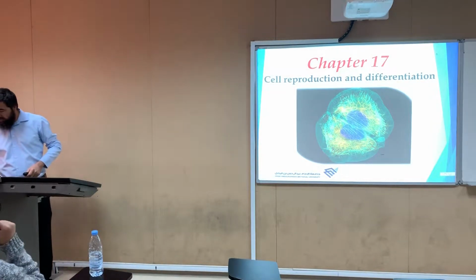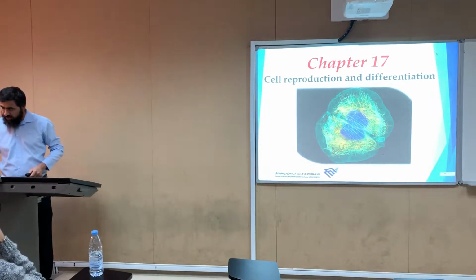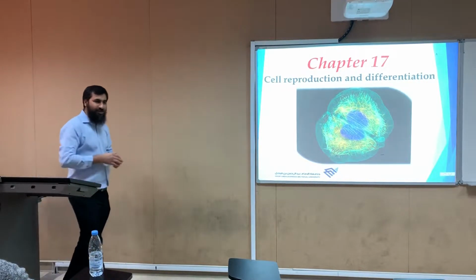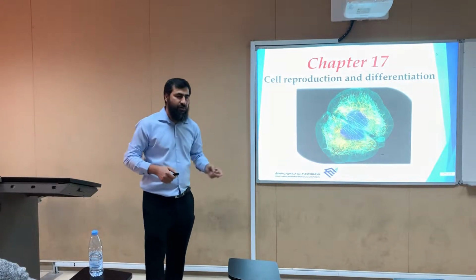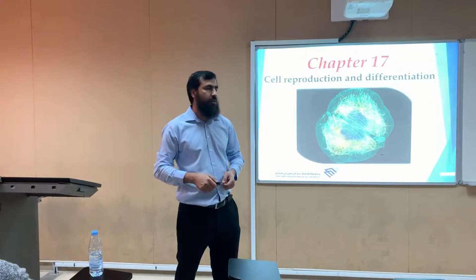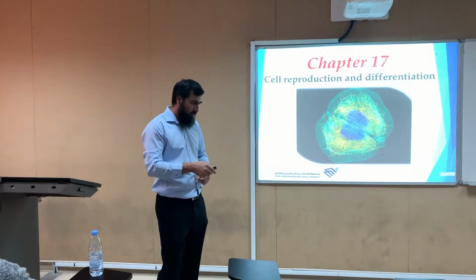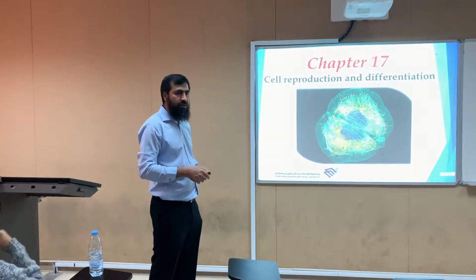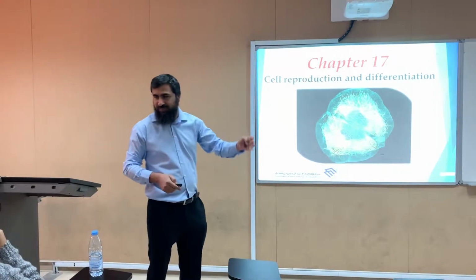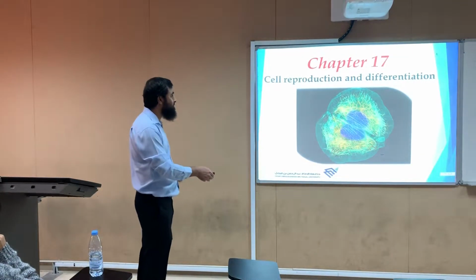So we are now going to start on chapter 17. There's a big jump from 4 to 17 because we want to go with the flow. Now we want to talk about cell reproduction and differentiation, so chapter 17 fits in that. Don't be surprised, we're not going to chapter 5, it's chapter 17.